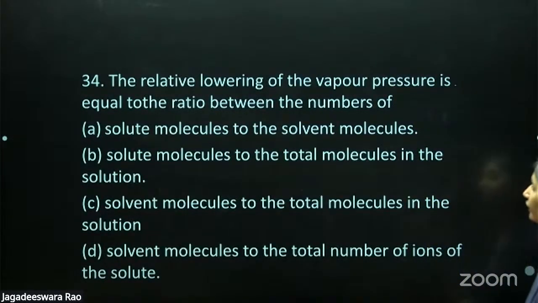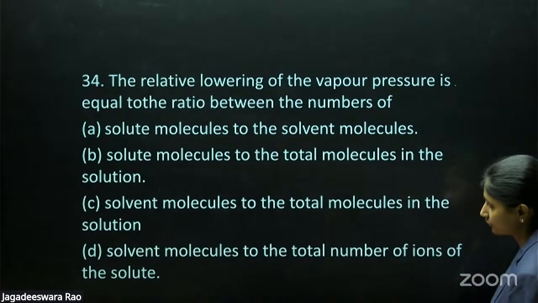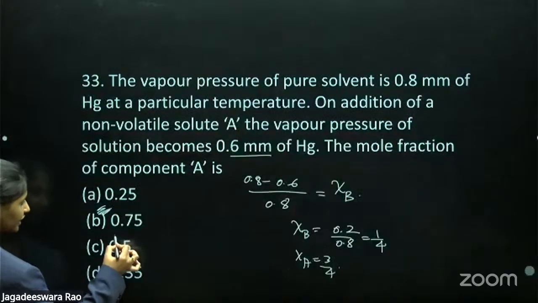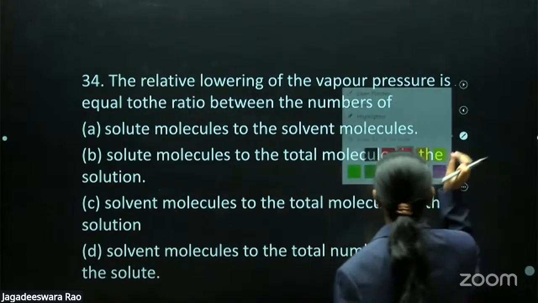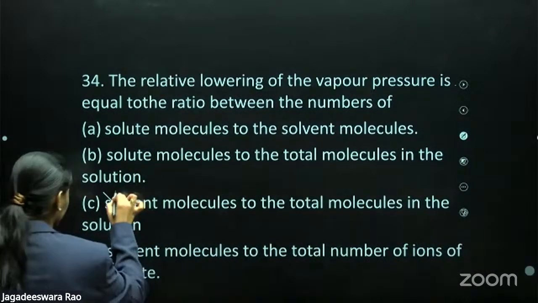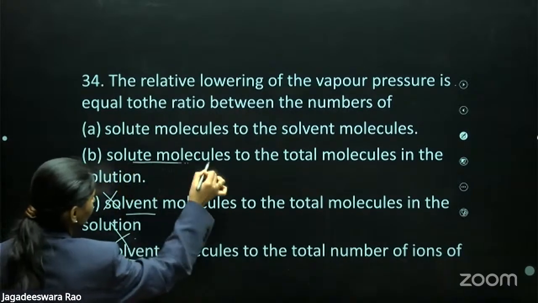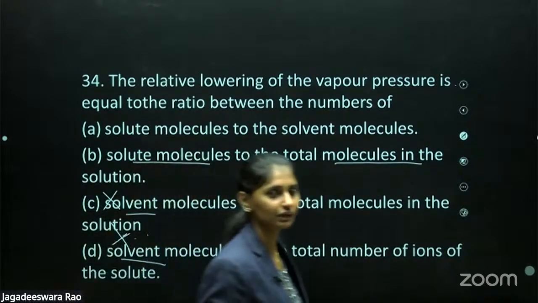The relative lowering of the vapor pressure is equal to the ratio between the number of dash, they're asking. What will it be? Mole fraction, right? So it's solute molecules to the solvent molecules? Solute to the total molecules. Where is the solute? Obviously it's not the solvent. We never consider the solvent in the numerator, right? Solvent won't come in the numerator. So because of that, it is the solute molecules to the total molecules in the solution.